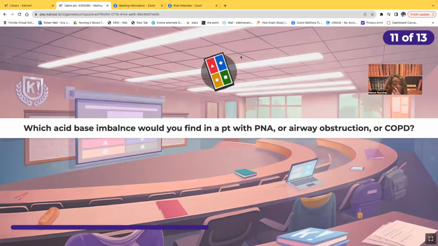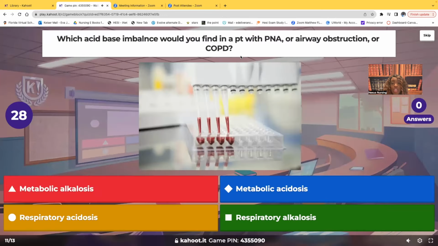Which acid-base imbalance would you find in a patient with pneumonia or airway obstruction or COPD? Which imbalance would they have? Would it be metabolic alkalosis? Would it be metabolic acidosis? Would it be respiratory acidosis? Or would it be respiratory alkalosis? What do you think? I spelled imbalance wrong. Sorry about that. The patient has a respiratory condition such as pneumonia, airway obstruction, COPD. What do you think is going on with them?